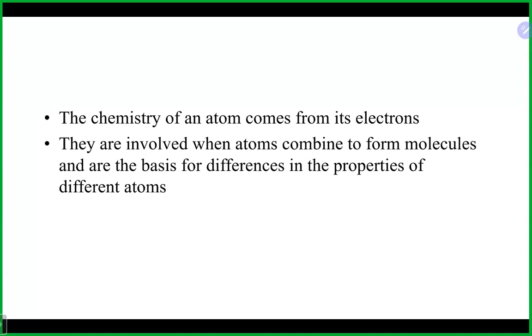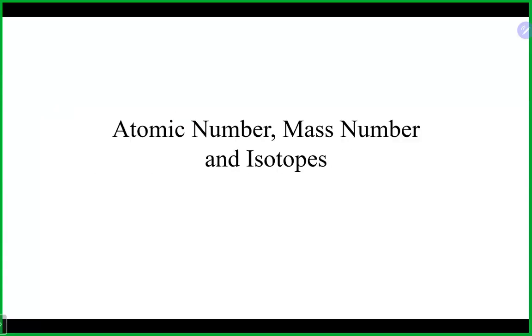So because in normal chemical reactions we don't touch anything in the nucleus, that is, again, why we have that conservation of elements in a chemical reaction. 4 carbons to start with, we end with 4 carbons. Let's talk about some properties of atoms: atomic number, mass number, and isotopes.